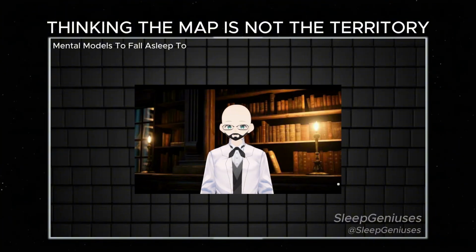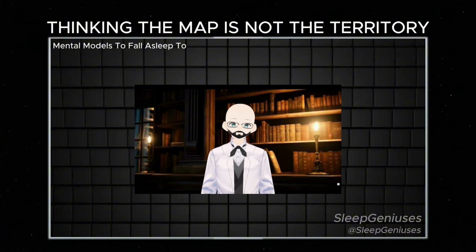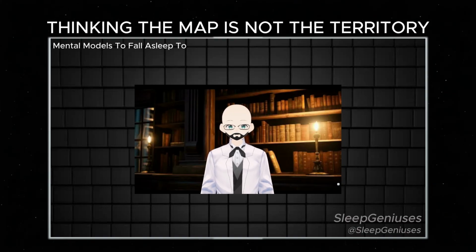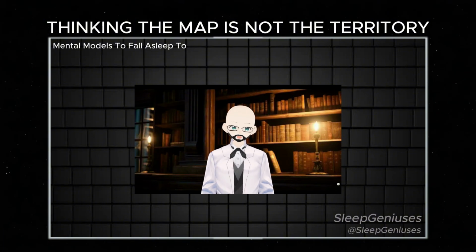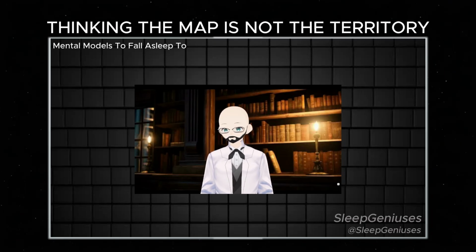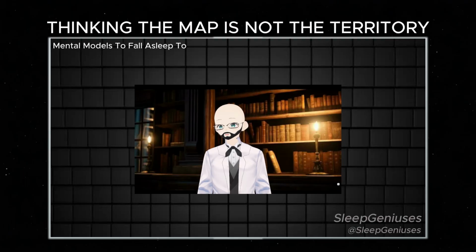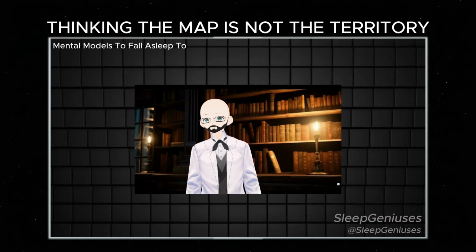This principle originates from the work of Alfred Korzybski in general semantics. It emphasizes that our mental representations of reality, the map, are not the same as reality itself, the territory. In other words, the concepts, beliefs, or models we carry in our minds are simplifications, not perfect reflections of the world. From a psychological perspective, the brain constructs maps through perception, memory, and language.